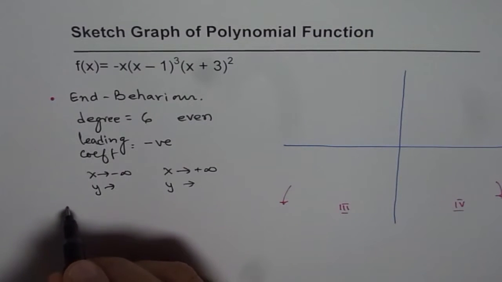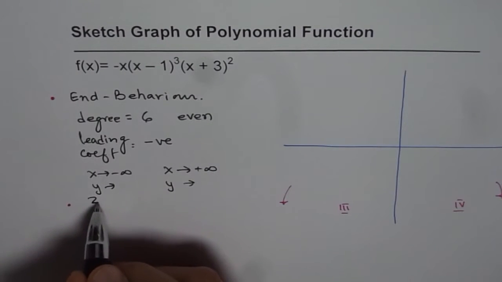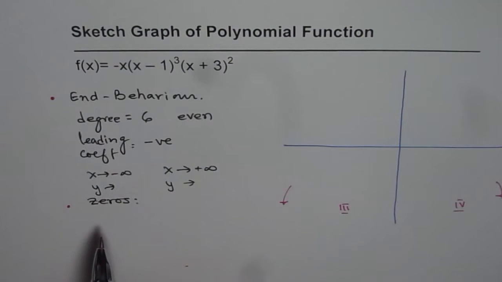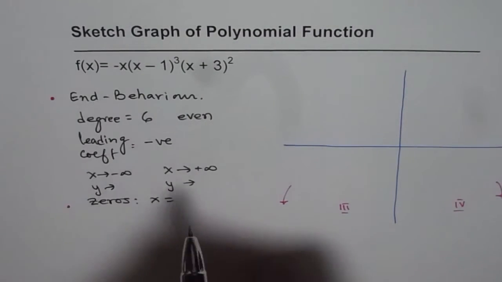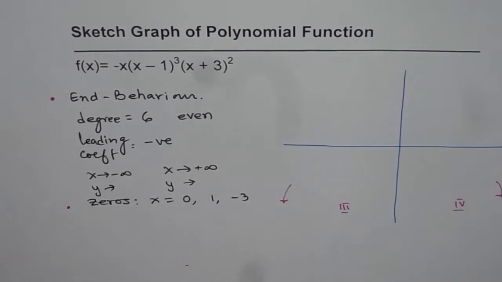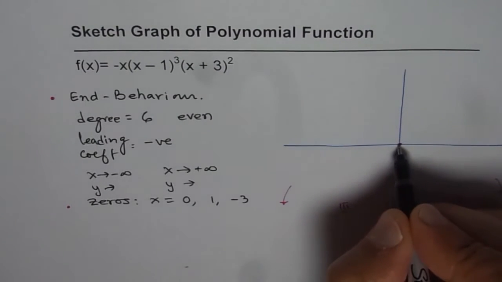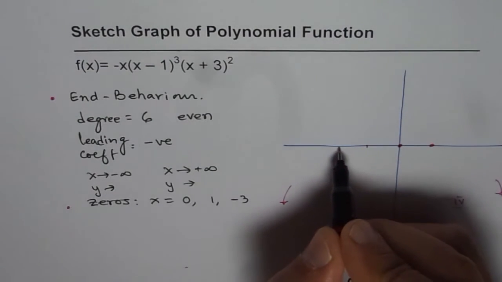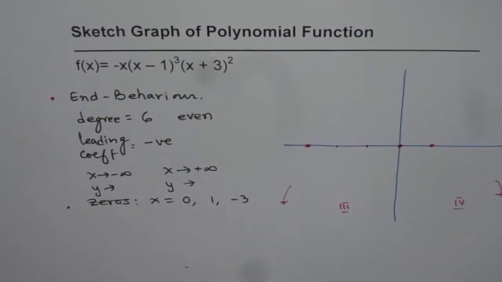The second most important point for us here is the zeros of the function. The real zeros are the x-intercepts. Those x-intercepts are at x equals 0, at 1, and at minus 3. So we got 3 x-intercepts which we can plot on the graph. The first one is 0, then we have 1, and then minus 3. These are the 3 zeros for us.